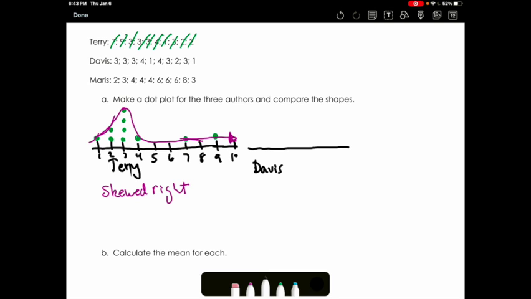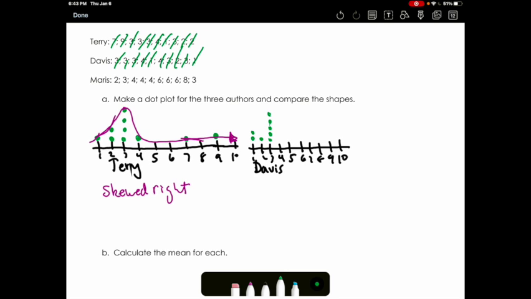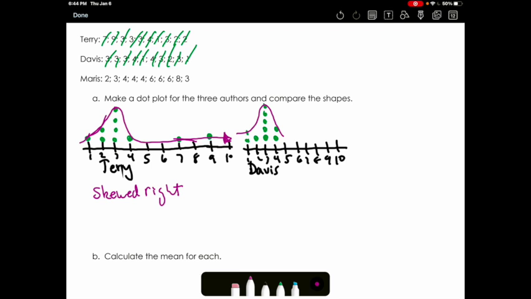Okay, for the next plot, we're going to do Davis. Davis has 1 2 3 4 5 3s. He has 2 1s. He has a 2. And he has 2 4s. When I connect the tops, that looks like it's skewed left. I have what looks like an arrow going to the left. That tail goes that way.